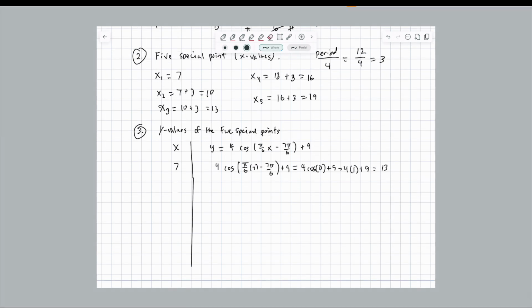Okay, so let's go ahead and plug in our next x value of 10. So then we have 4 cosine of pi over 6 times 10 minus 7 pi over 6 plus 9. So we get 4 cosine of 10 pi over 6 minus 7 pi over 6, which is 3 pi over 6, plus 9. So 3 pi over 6 is the same thing as pi over 2. So we have basically 4 cosine of pi over 2. So that's 4 times 0, because cosine of pi over 2 is 0, plus 9. So we get 4 times 0 plus 9, which gives us 9.